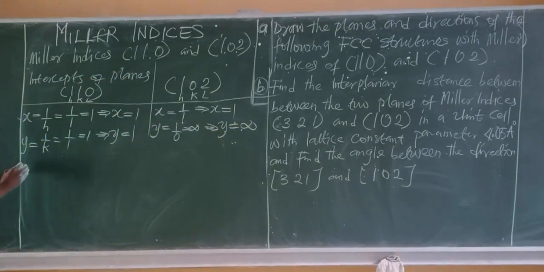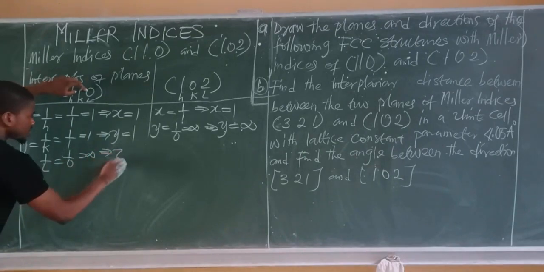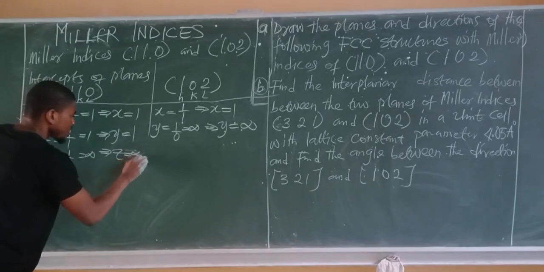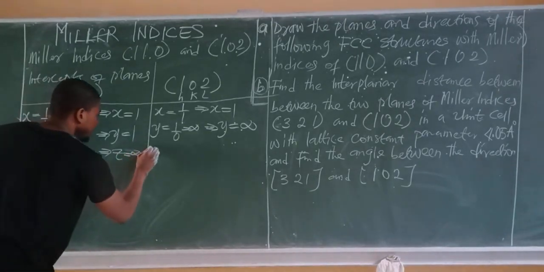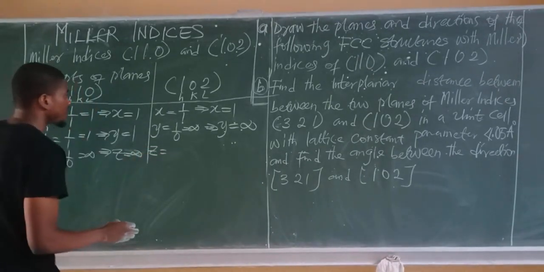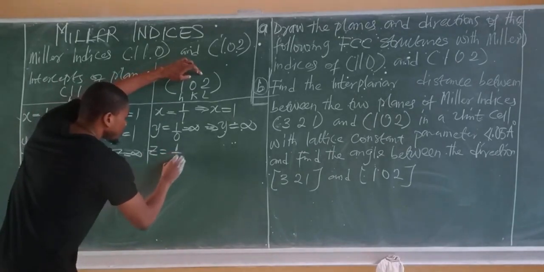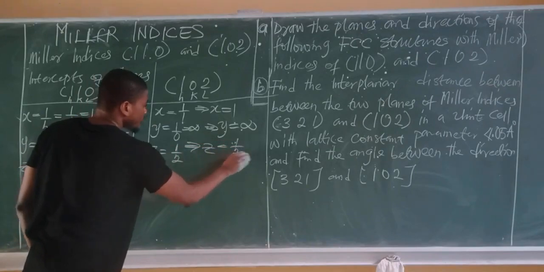And finally the z-intercept is 1 over l, and l is 0 here, so you have 1 over 0, which is infinity. So the z-intercept for this plane is at infinity. And finally, the z-intercept on this other plane is equal to 1 over l, and l here is 2, so I have 1 over 2. So z is 1 over 2.